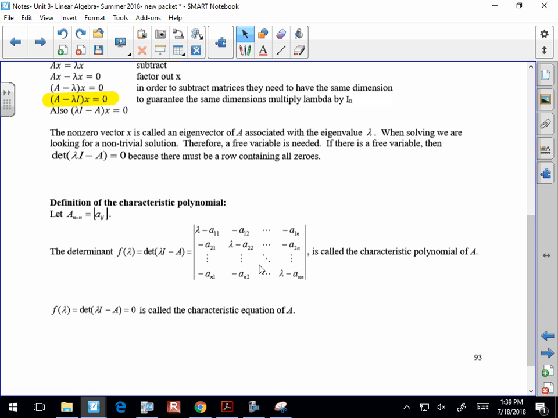So we're looking for free variables. We're looking for non-trivial solutions. If we're looking for free variables, then we're looking for cases in which the determinant is equal to 0, because there's going to be a row containing all zeros. If you have a free variable, there's going to be a row somewhere that has all zeros in it. So what we're going to use is what's known as a characteristic equation.